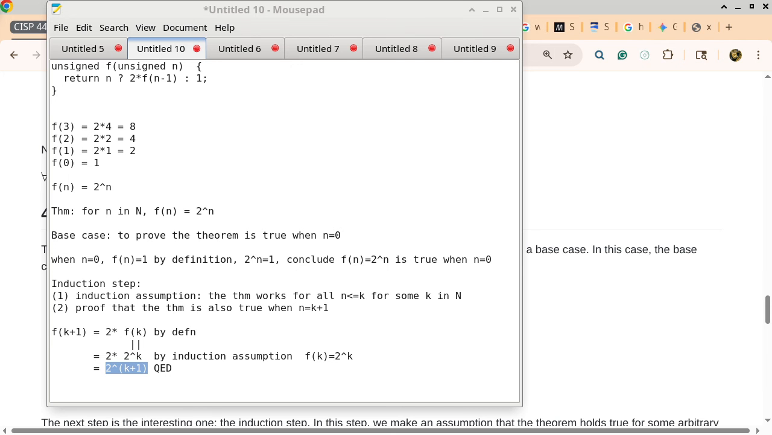So now that we have talked about the structure of proof by induction, do you want to see another example, or is this okay? We can do one more, sure.